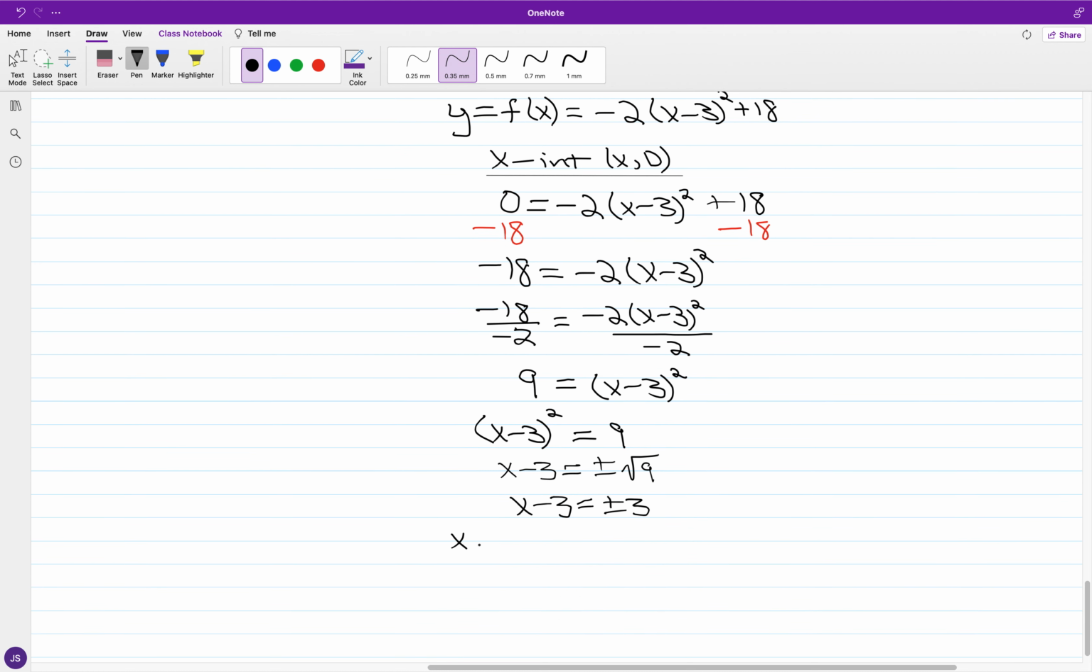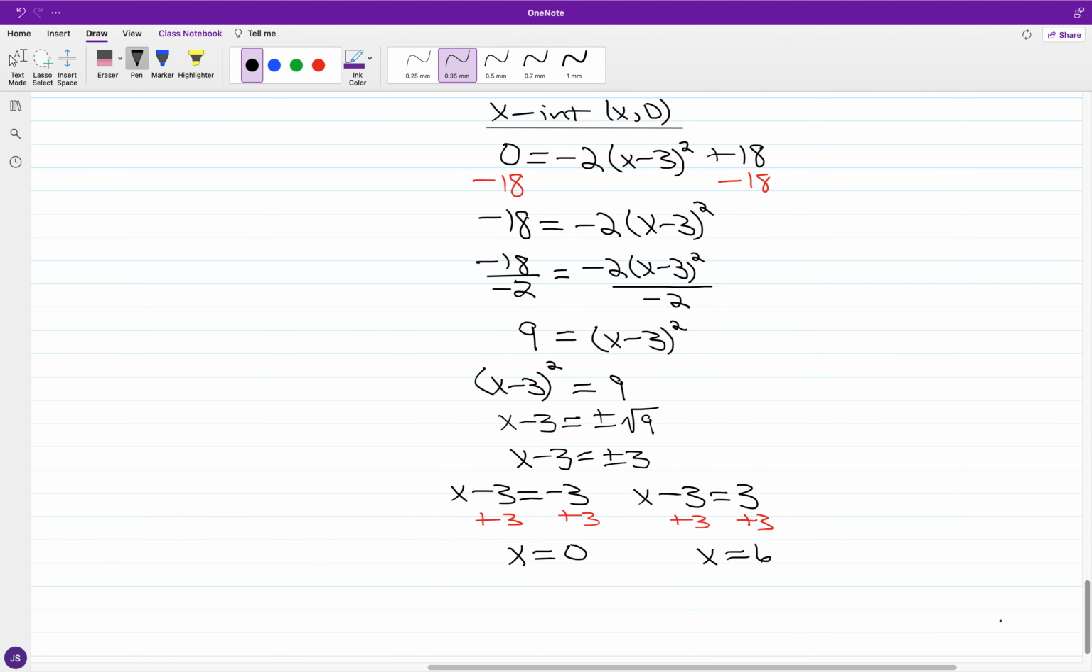For x, we will have two distinct values, one attained from setting x minus 3 to -3, and the other from setting x minus 3 equal to positive 3. So looking at solving for x, if I add 3 throughout, for the first equation x is -3 plus 3, which is 0. And for x minus 3 equal to 3, x is equal to 6. So we have two distinct x-intercepts.